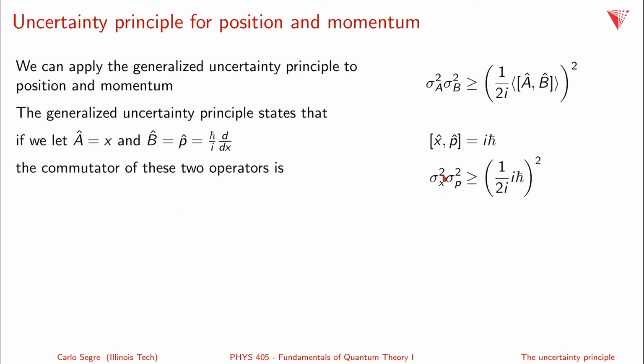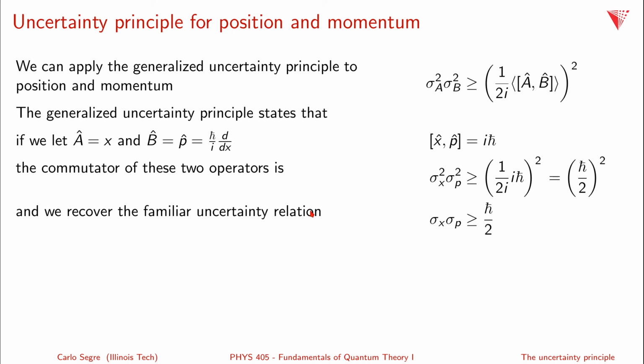Sigma sub x squared times sigma sub p squared then is greater than or equal to 1 over 2i times i h bar, quantity squared. Well, you can see the i's cancel, and we get h bar over 2 quantity squared. And this is just a restatement of the Heisenberg uncertainty principle. If we take the square root, we find that sigma x sigma p is greater than or equal to h bar over 2.